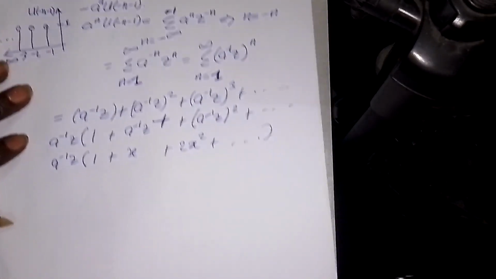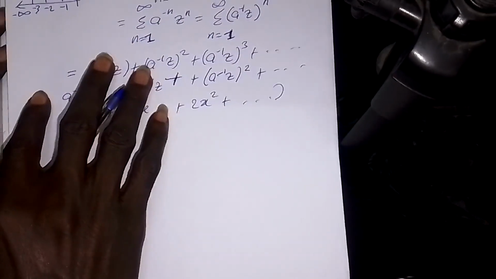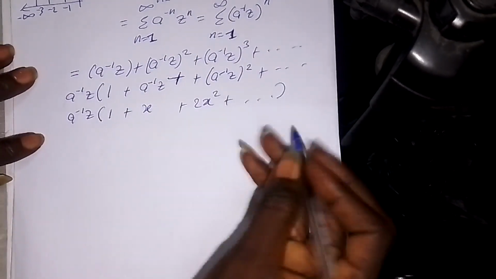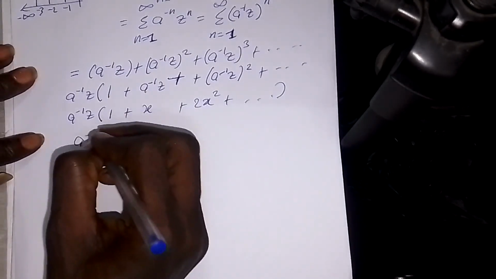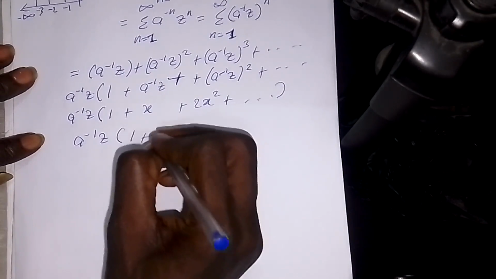So now what we can actually get in this particular place is the summation a exponent minus 1 z into 1 plus x.